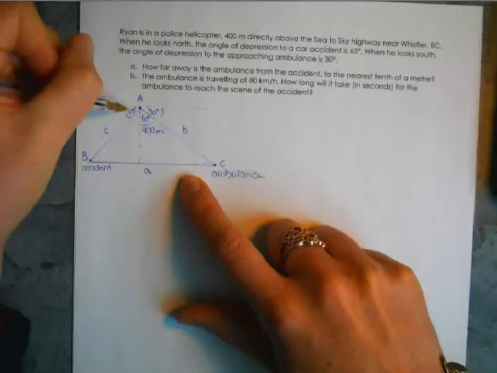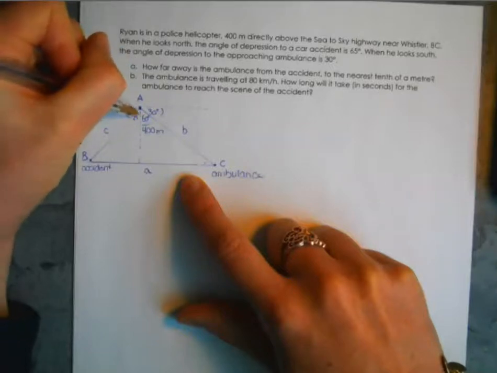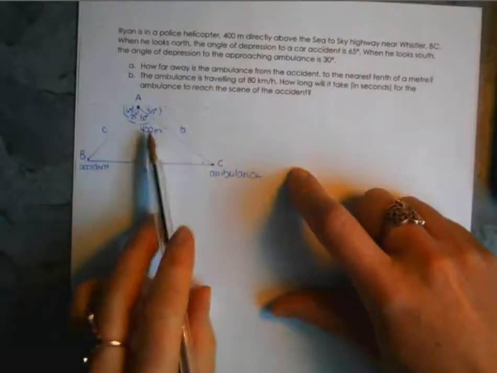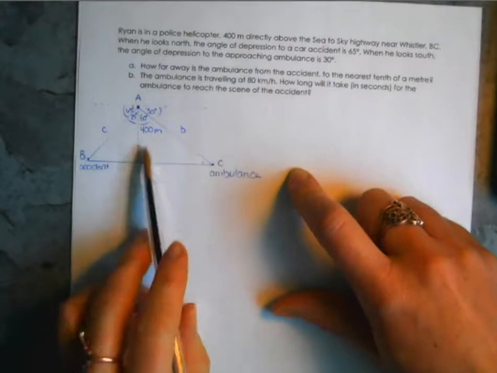Okay, same thing on this side. We have 65 here, so to get to 90, we would need to have 25 degrees here. Okay, so now we have those two angles as well. So now we can go ahead and start looking at solving these two triangles.